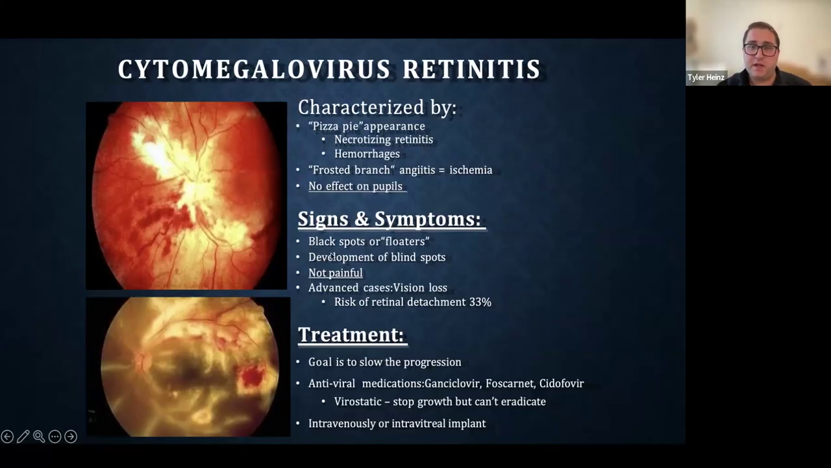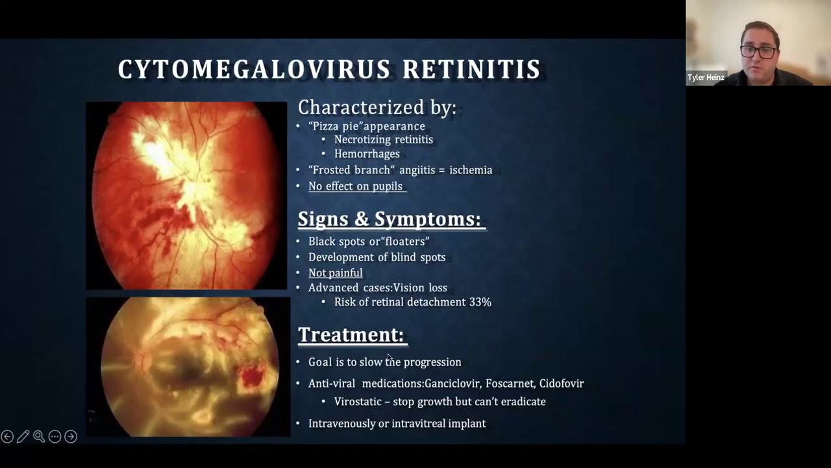Now, you may have black spots or floaters, development of blind spots. Again, that's because of all this going on here. Now, if we keep hemorrhaging into the back of the eye, those little blood spots are going to cause floaters because it's going to be blocking the light coming back to the retina. If you're having ischemia and dying parts of your retina, of course, you're going to start to develop blind spots. Usually, this isn't painful, though. Now, of course, it does increase our risk of retinal detachment by up to 33%.